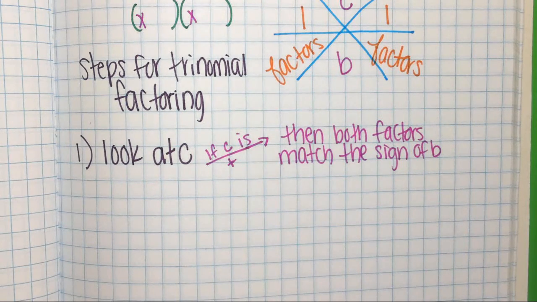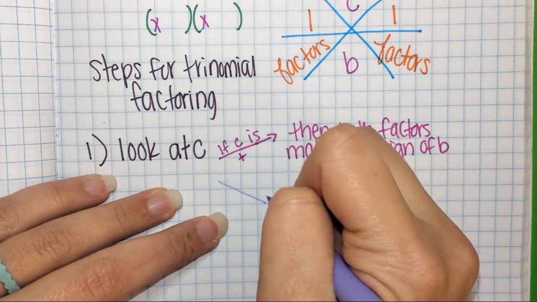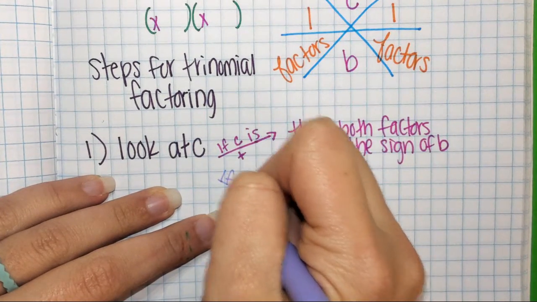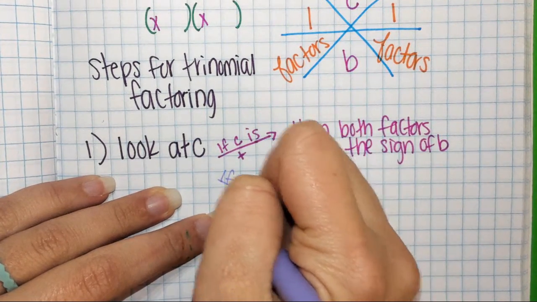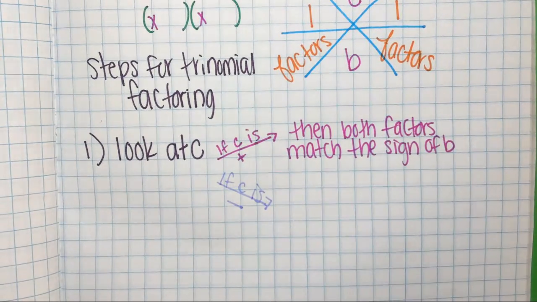Can C be something other than positive? Yes. What could it be? Negative. Take a point. If C is negative, I can't really see that purple.